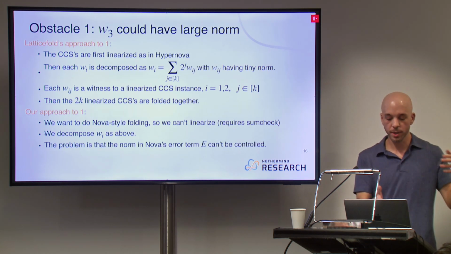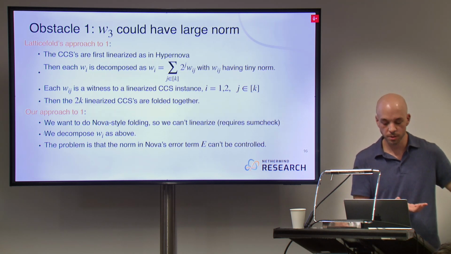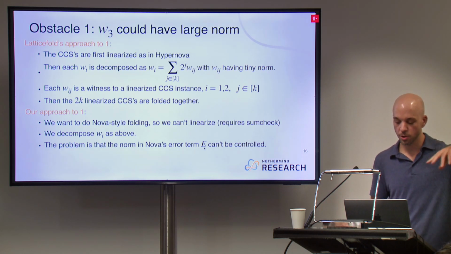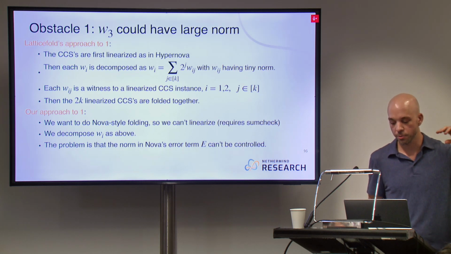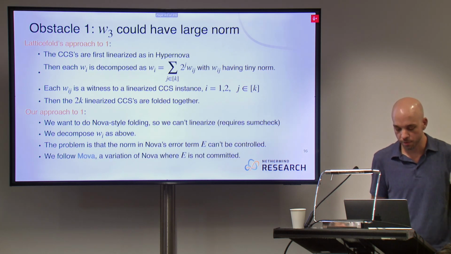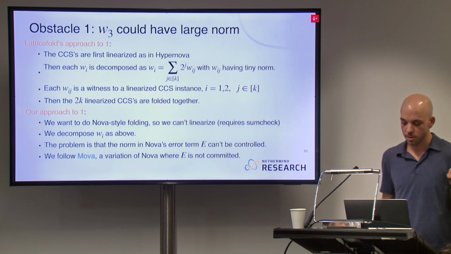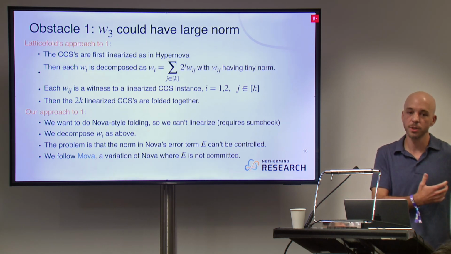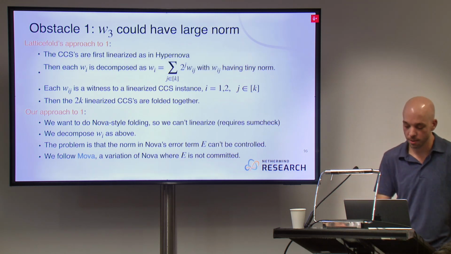And again, we can show that the new W_ij are witnesses for relaxed R1CS relations. But the problem here is that we cannot control what happens with the error terms, with the norms of the error terms. And we cannot commit to those because we cannot guarantee that their norms will be bounded, will have small norm. So what we realized is that in Nova, you don't really need to commit to the error term, because the error term is kind of implied by the rest of the witness. So yeah, we realized this while dealing with this problem.